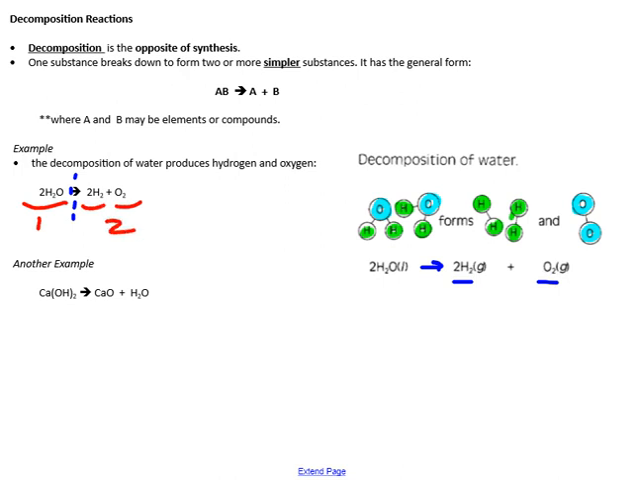Here's another example. Before the arrow, we have calcium hydroxide. Then there's an arrow separating that a reaction's happened. And after the arrow, there's calcium oxide and water. There's one thing before and two things after. This is how we recognize a decomposition reaction.